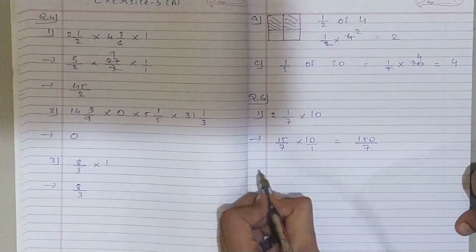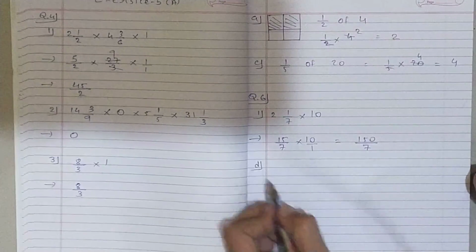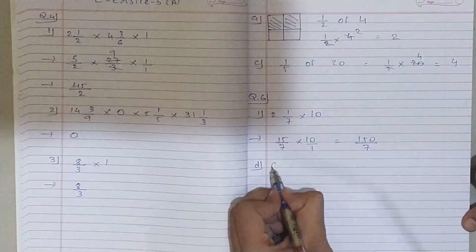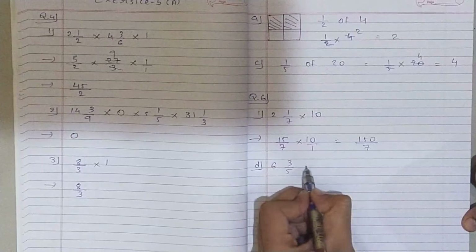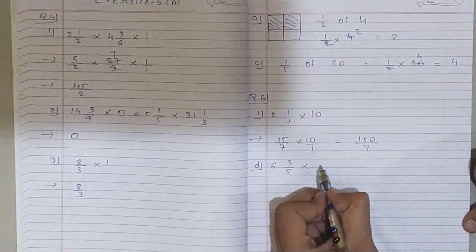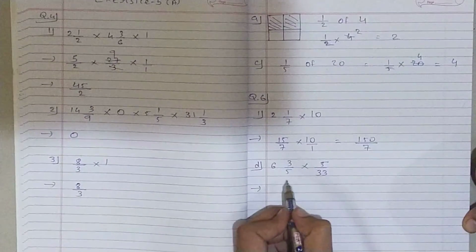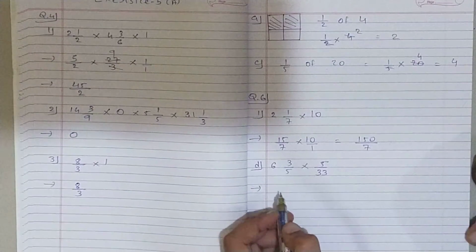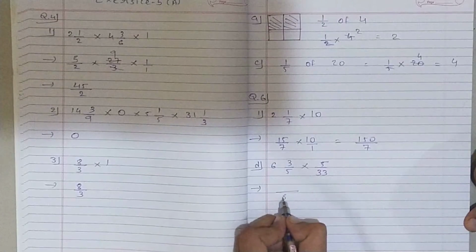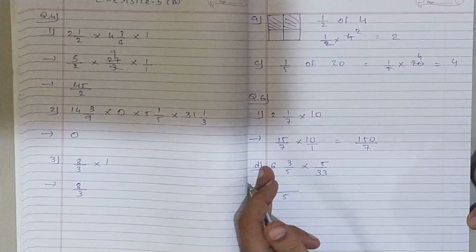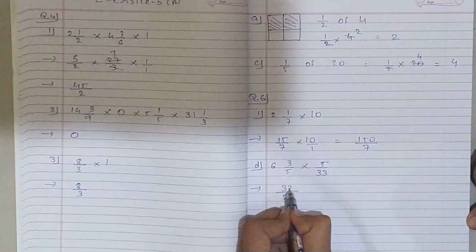Now we'll go for the D1, that fourth one. 6 3/5 into 5/33. Convert this mixed fraction into an improper one. 6 5s are 30. The denominator we have to copy as it is. 6 5s are 30, 30 plus 3, that is 33.